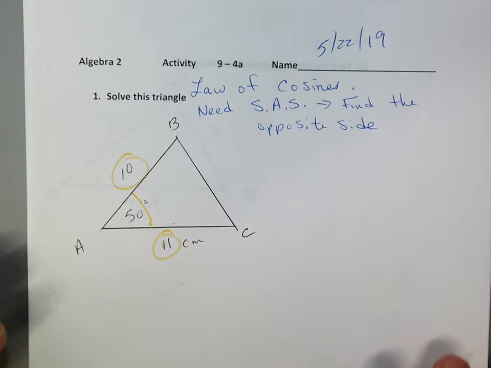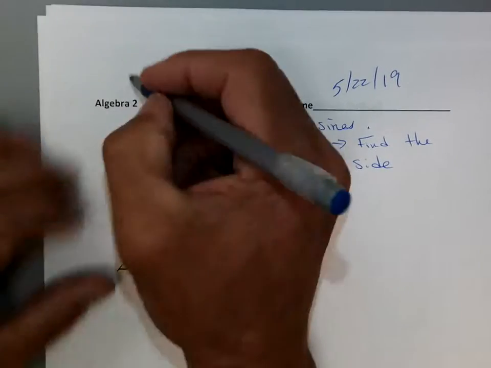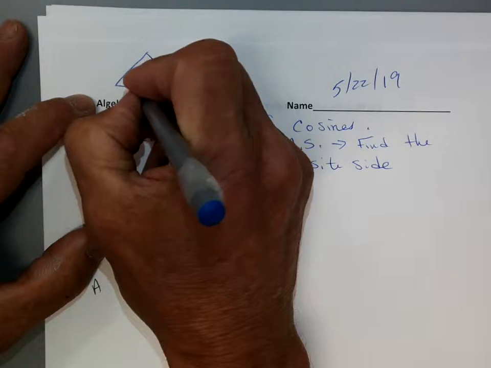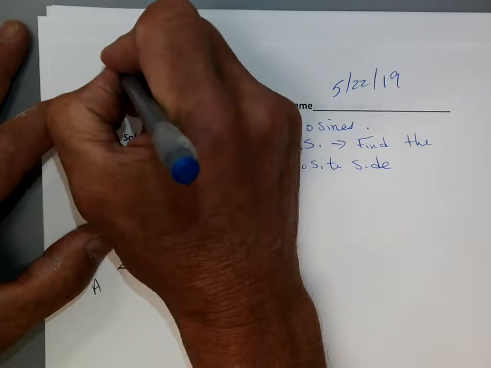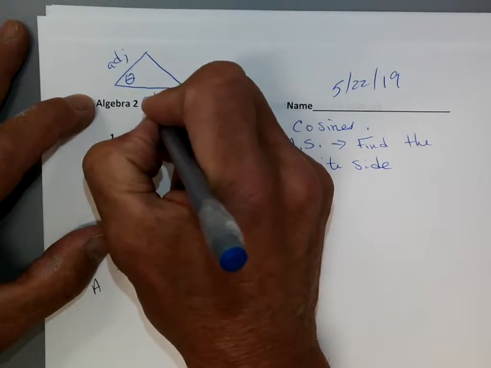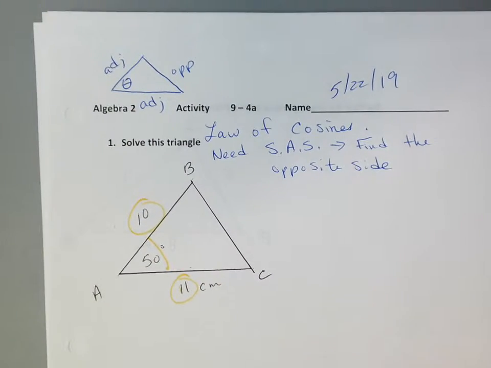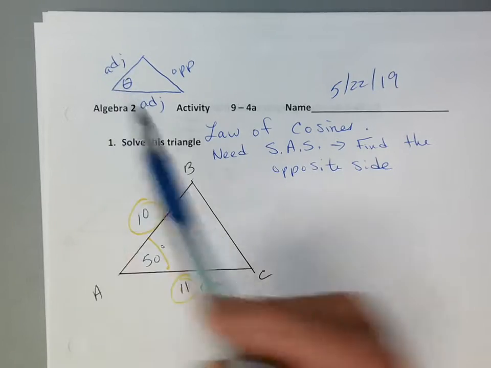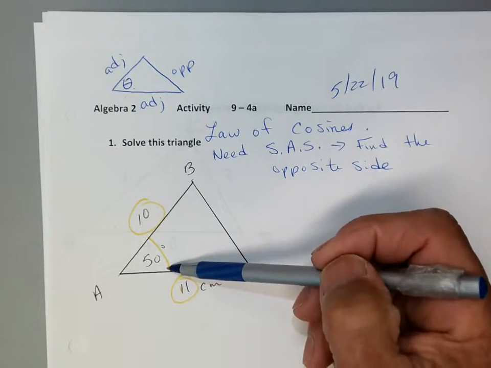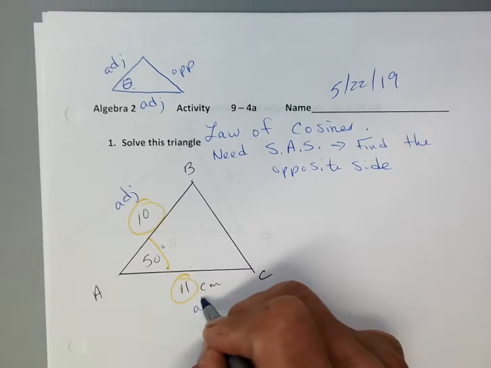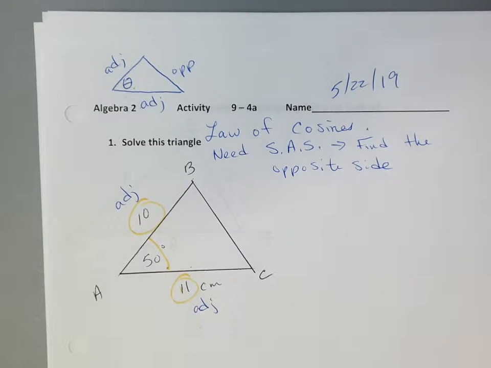So let me real quickly redraw this triangle in general terms. Theta, adjacent, adjacent, and opposite, okay? And that's what we have, my two adjacent sides and my theta. So that makes my 10 an adjacent, my 11 the other adjacent, and 50 is my theta, okay? I'll let you catch up.